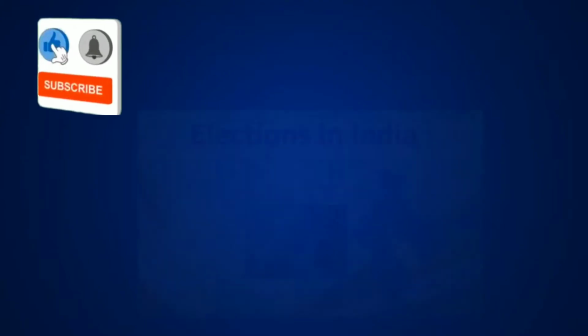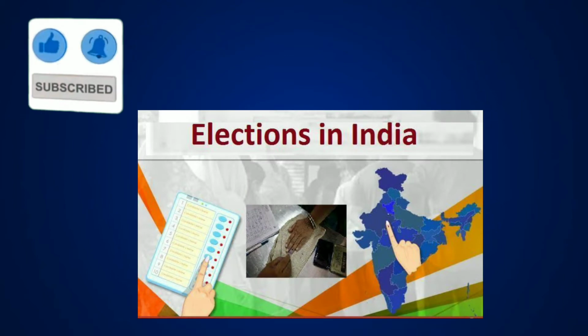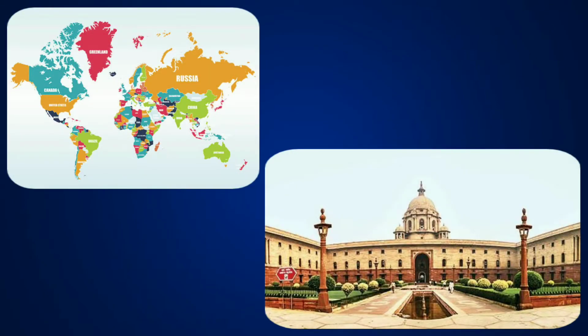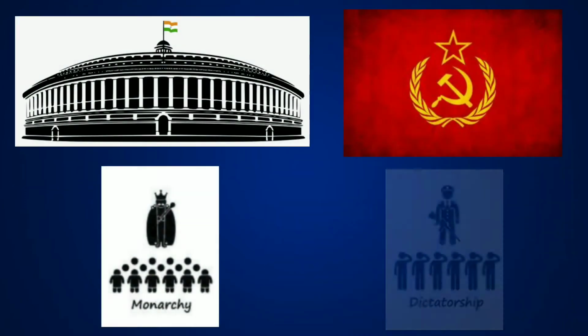In this video, we'll be discussing what are the different types of elections in India and how are they held. Guys, to run a country, there should be a government, and there are different types of governments in the world, such as democratic, communist, monarchy, or dictatorship.